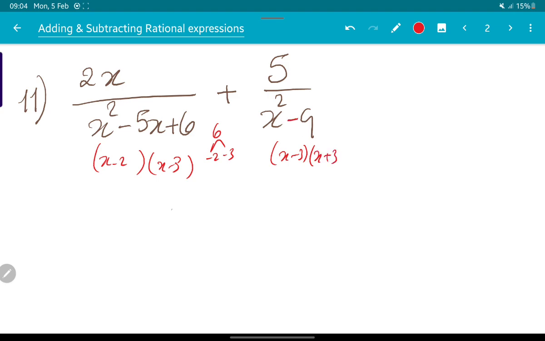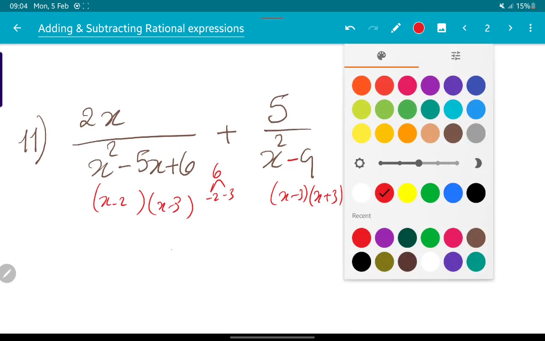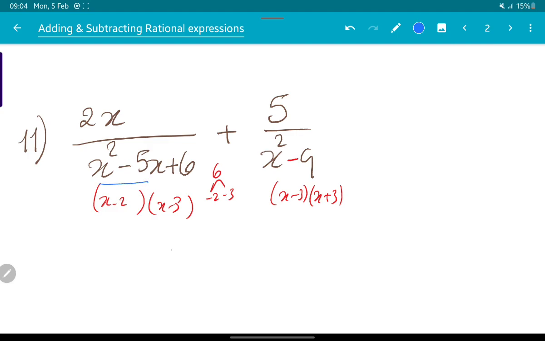Why? Because we have a difference between two squares. We open two brackets and divide the x squared into x and x, and the 9 into 3 and 3, with signs negative, negative, and positive. Now you can see that we are missing in this one x minus 2, x minus 3. We have an extra x plus 3 here, so we need to add x plus 3 up and down.